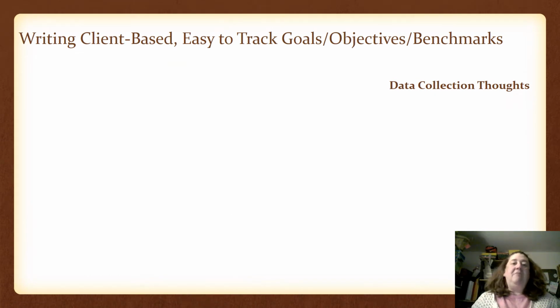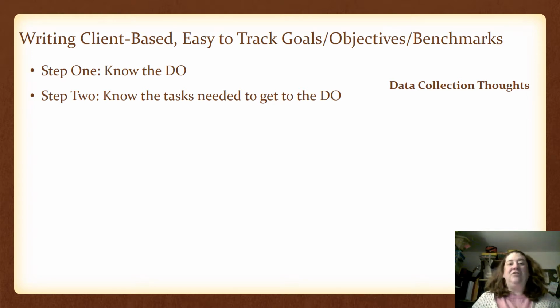So when you're writing client-based, easy to track goals and objectives and benchmarks, here's what you think about. Step 1, you got to know that desired outcome. We've been talking about that throughout this presentation. Step 2, you need to know the tasks needed to get to the desired outcome. The nice thing about this is that you can use a desired outcome and you can think through all of these things without having a specific client with you. And I encourage you, if you work with a particular kind of client that gets referred to you for the same kinds of reasons, to do this work away from the client. So that way you have that assessment protocol ready to go.